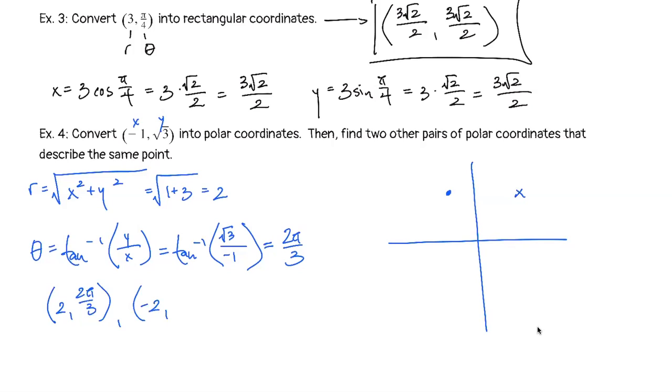Five pi over 3? Yeah, it's the one directly across from it. So if you have your unit circle, go directly across, and that'll tell you which angle to choose, okay?